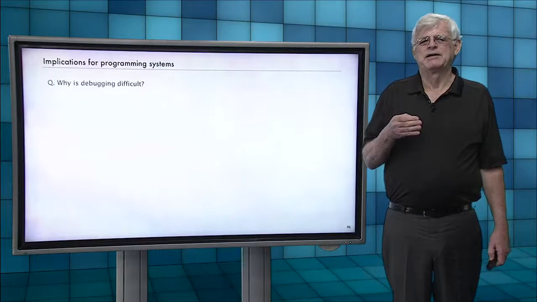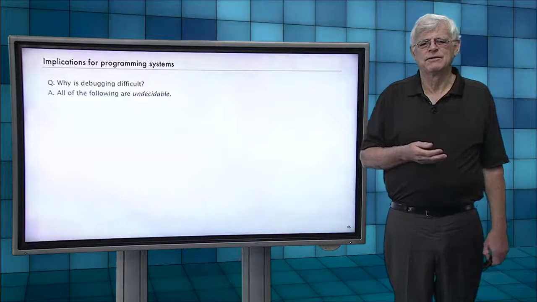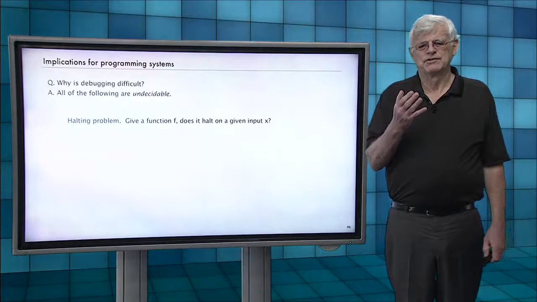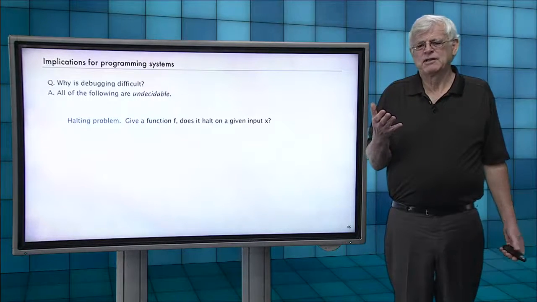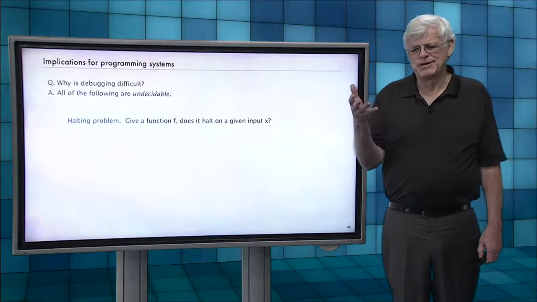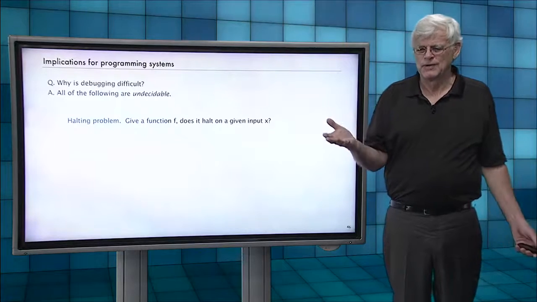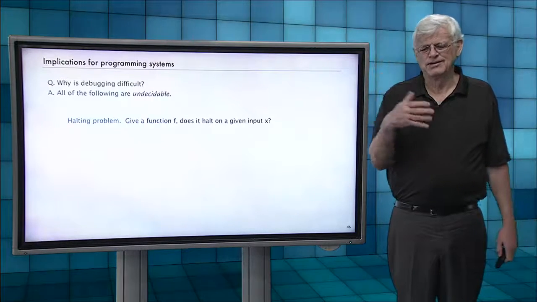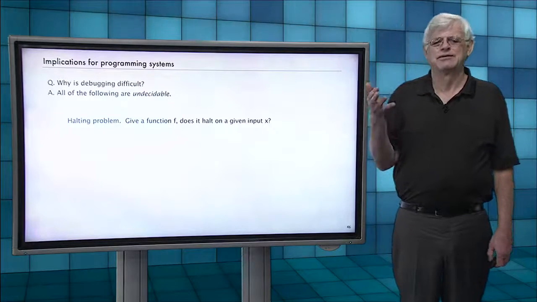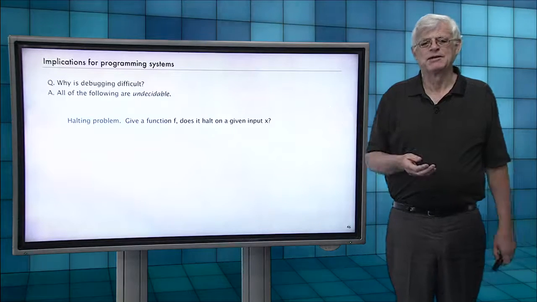If you really think about it, this idea is the reason that it's difficult to debug programs, because all the following things are undecidable. The halting problem is something that every beginning programmer would like to solve. As soon as you learn about loops, and as soon as you have your first program go into an infinite loop, you wonder, why doesn't my instructor have a program that takes my program as input and checks whether or not it's got an infinite loop? You can't, because of the undecidability of the halting problem.